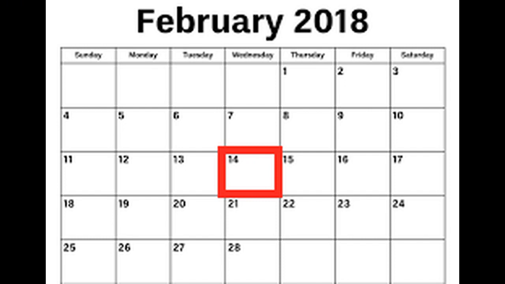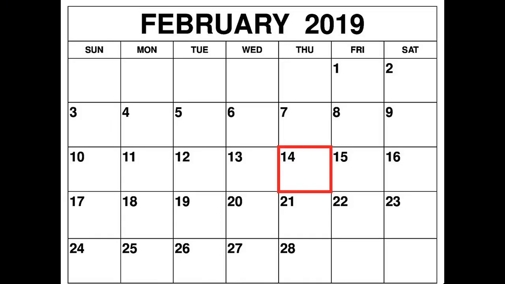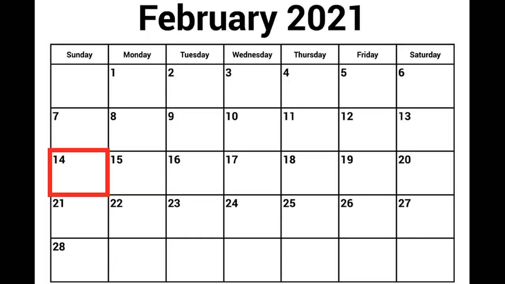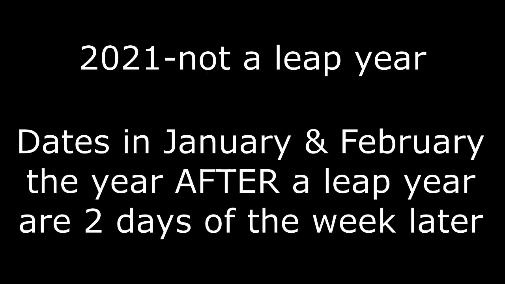It fell on a Wednesday in 2018, Thursday in 2019, and Friday in 2020. The day we all know and love did not jump ahead 2 days in the week like Christmas did, since Valentine's Day is February 14th, 2 weeks before the leap day. Valentine's Day did jump ahead 2 days in 2021, falling on a Sunday that year. Even though 2021 was not a leap year, the first 2 months of the year after a leap year are subject to the same rules as the last 10 months of a leap year when it comes to this pattern.